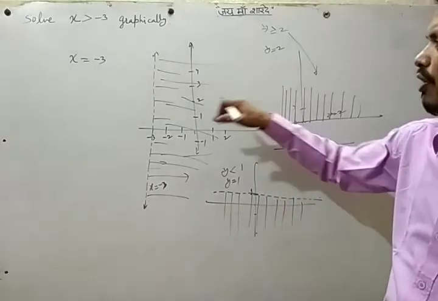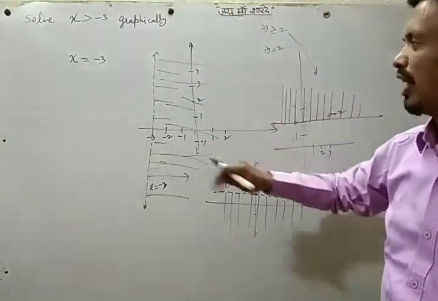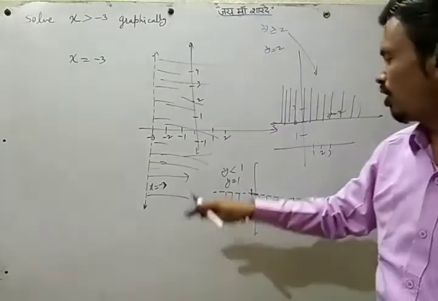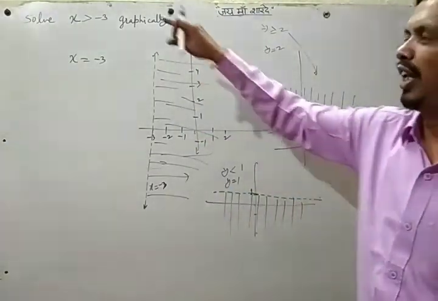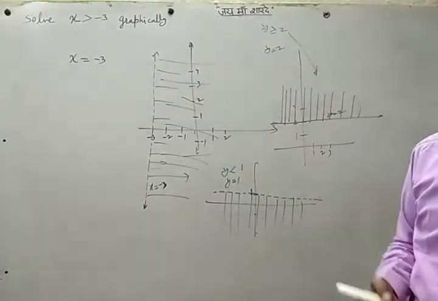Okay, so if we have only one variable in the given equation, the line will be either vertical or horizontal. If only x is there, the line will be vertical. If y is there, the line will be horizontal.